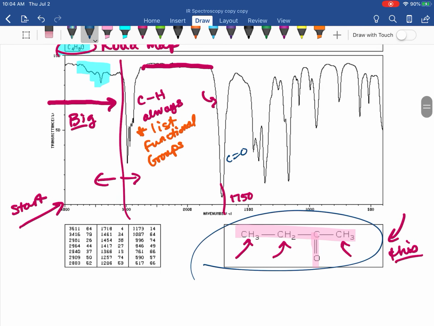So in our right here is this. So look at our compound. We just hit our two functional groups right there, CH bonds and C double bond oxygen, all before we even hit 1500. That's what we would look for in a roadmap. This is telling us you have to have this in your structure. If you don't have this peak, then you don't have that in your structure.